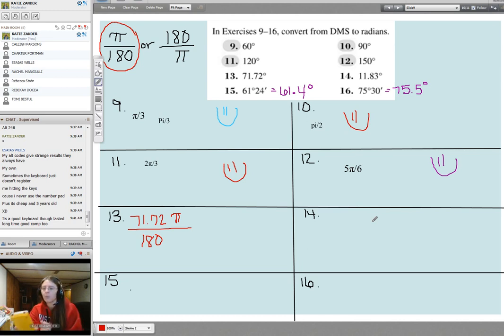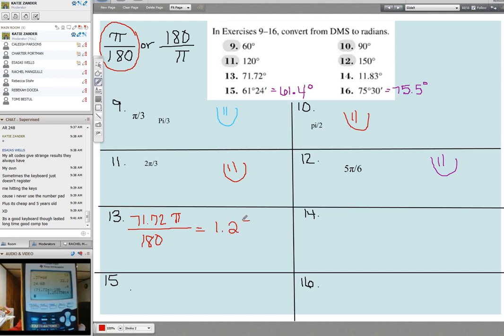180. Now I did put parentheses around the 71.72 pi in that numerator before dividing by the 180, just so my calculator knows that that's all in the numerator of my fraction. I think it'll still work out without it though, but just to be safe, I did that. When I change that into a decimal, you get about 1.25 radians there. So if you wanted to, you could convert that down to 1.25.